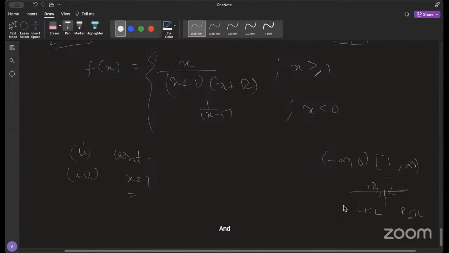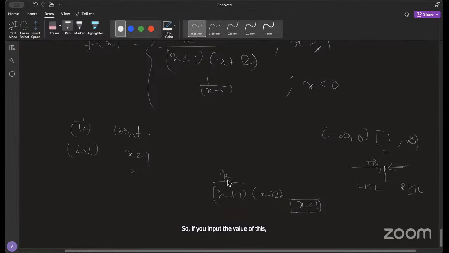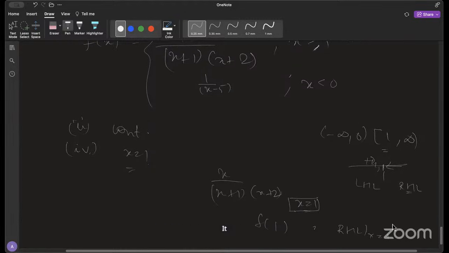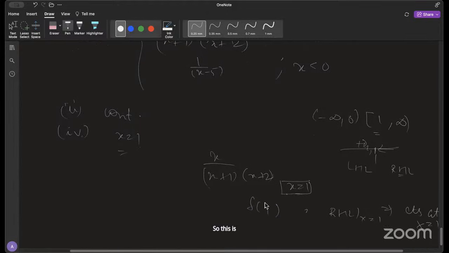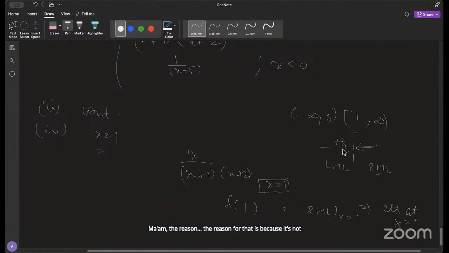And that should be equal to the function's value, which is true, right? This function has no problem. X plus 1 and x plus 2 does not have a problem at x equals to 1, right? Yes. This is a continuous function at 1. So if you put x equals to 1 here, it's the same as the right hand limit at x equals to 1. That means it should be continuous at x equals to 1, because it's not breaking at 1. That is one of the reasons.